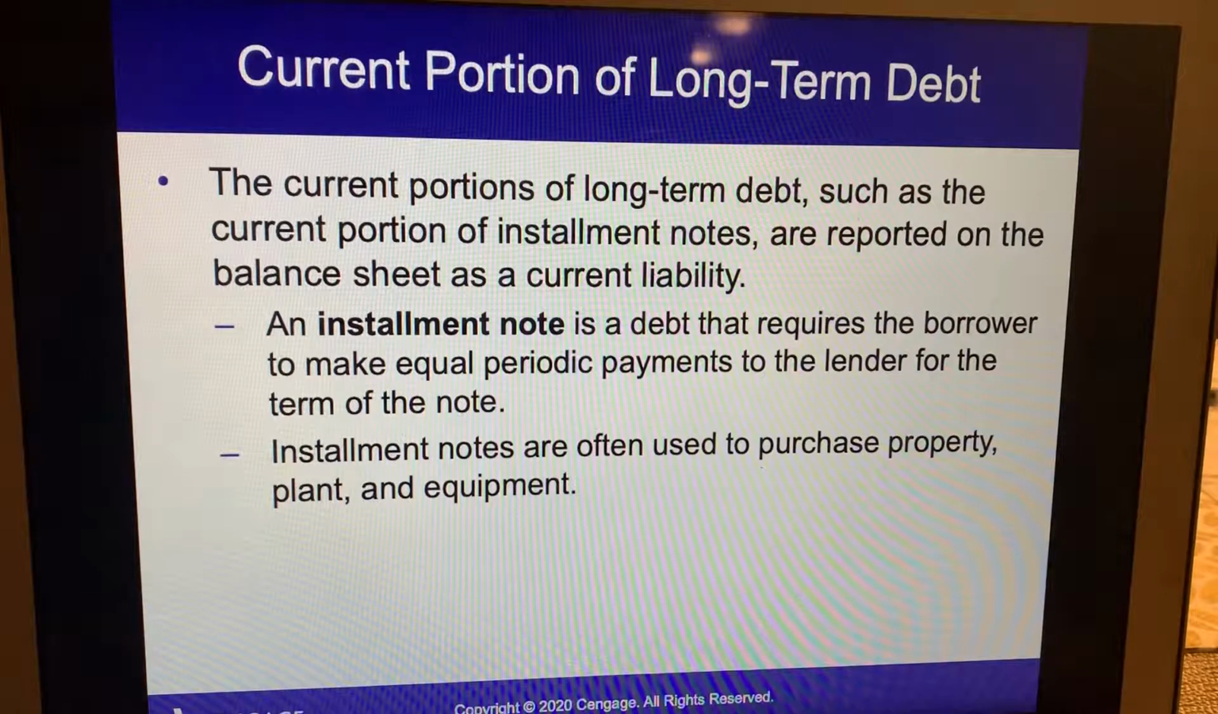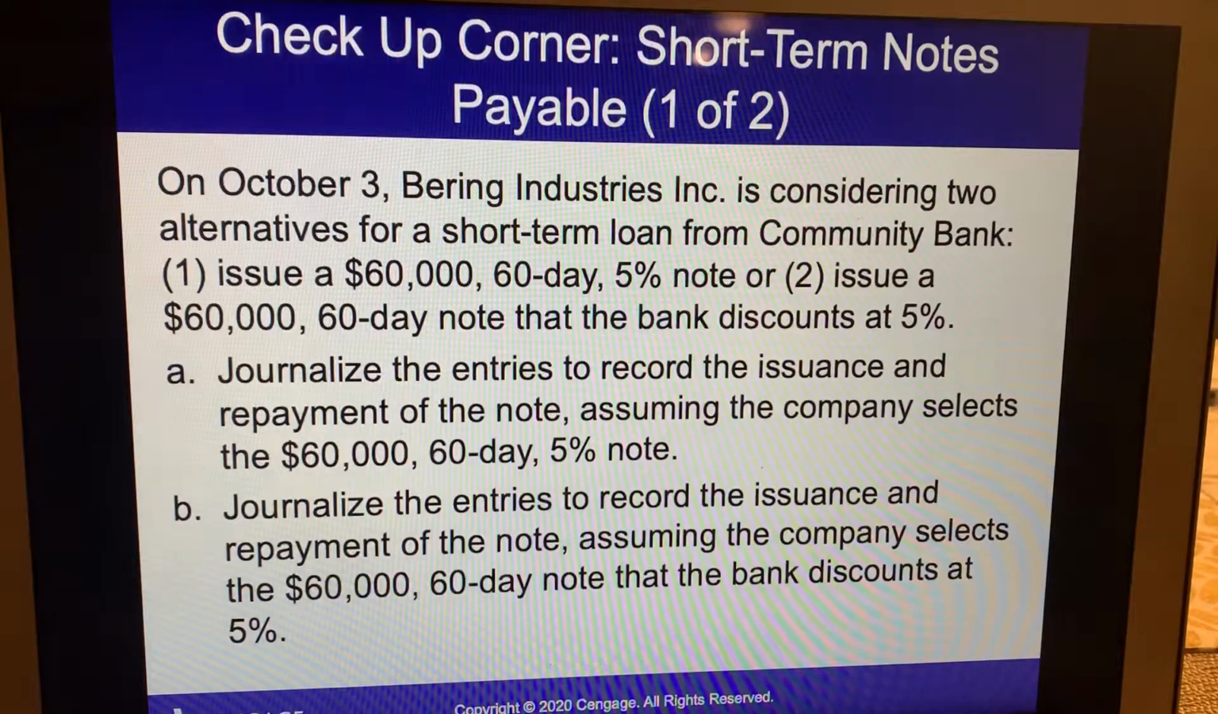Current portion of long-term debt. The current portion of long-term debt, such as the current portion of installment notes, is reported on the balance sheet as a current liability. An installment note is a debt that requires the borrower to make equal periodic payments to the lender for the term of the note. Installment notes are often used to purchase property, plant, and equipment. So just keep in mind, this is long-term debt. This is more than 1 year. So this is an example.